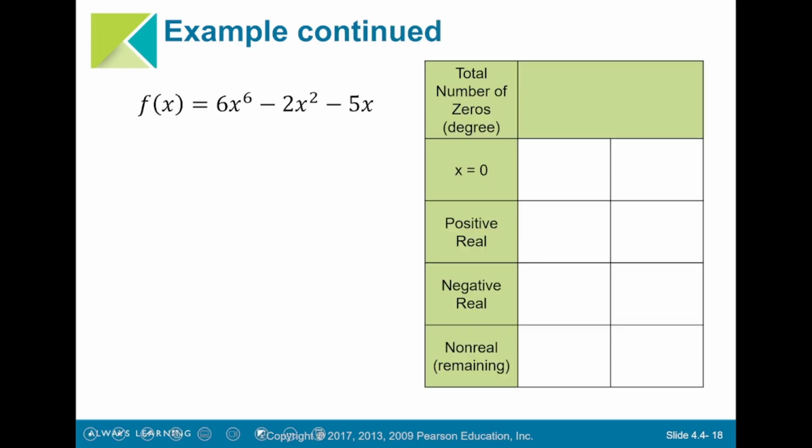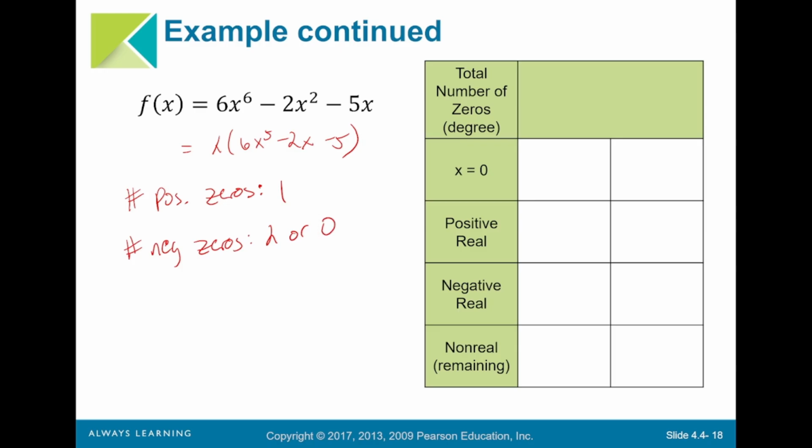So let's get all of this into a table. So here, remember, we factored out the x. We got 6x to the 5 minus 2x minus 5. And the number of positive zeros was 1. And the number of negative zeros was 2 or 0. But because we factored out that x, we know that x equals 0 is also going to be a root. So we have to give that a place on our table.